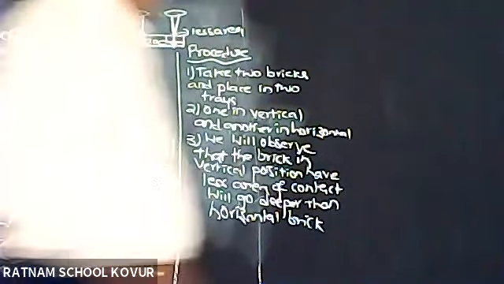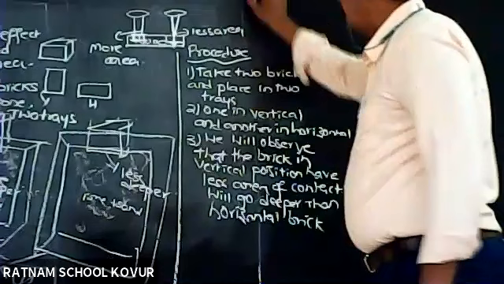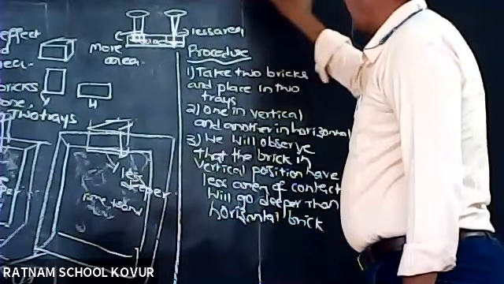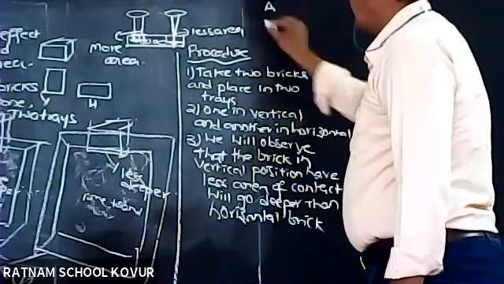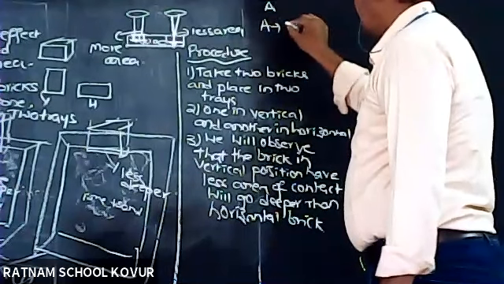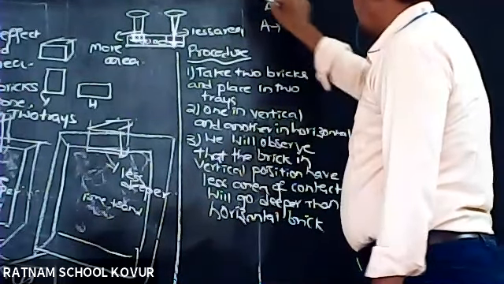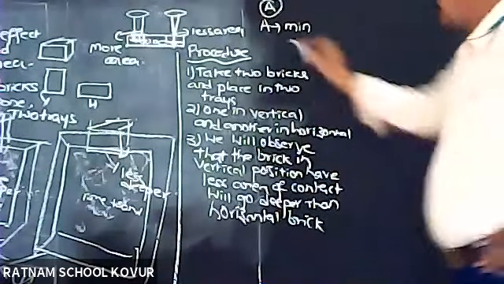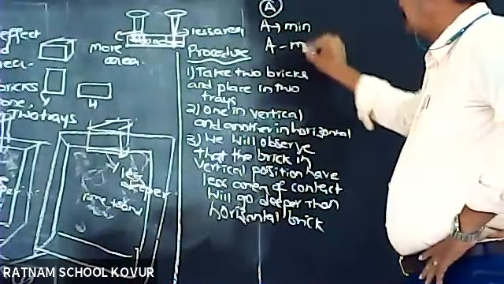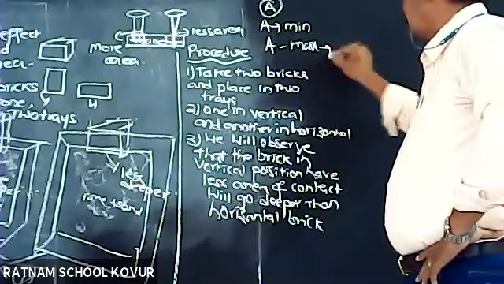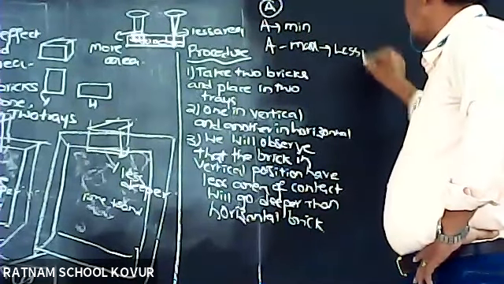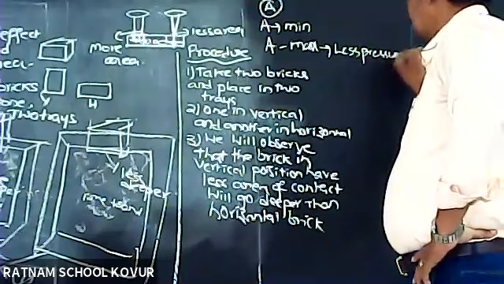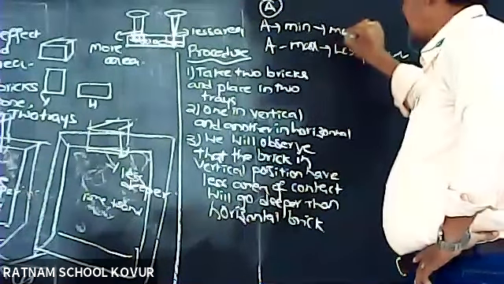See here, pressure is equal to force by area. So if the area is minimum, pressure will be more. If area is maximum, less pressure, and if the area is minimum, more pressure.